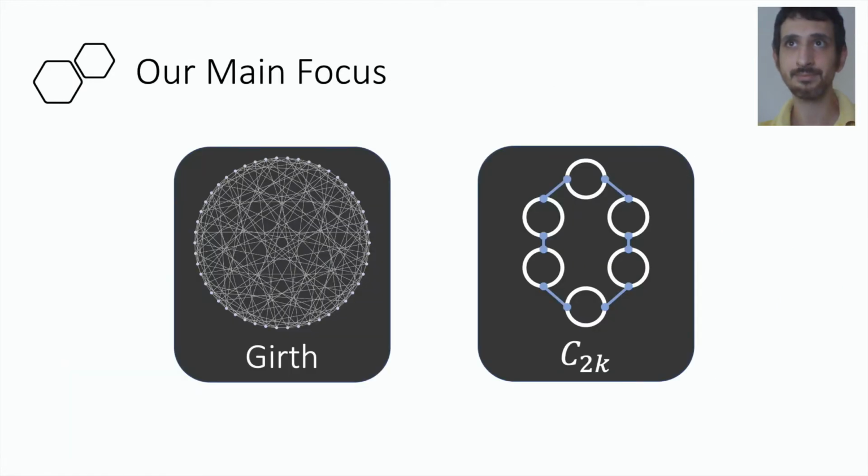In our work, we focus on two main problems, the Girth problem and the 2k cycle freeness problem. In the Girth problem, our goal is to output the size of the smallest cycle in the graph. In the 2k cycle freeness problem, we're given some parameter k, which we think of as a constant, and our goal is to determine whether the graph contains a cycle of size exactly 2k.